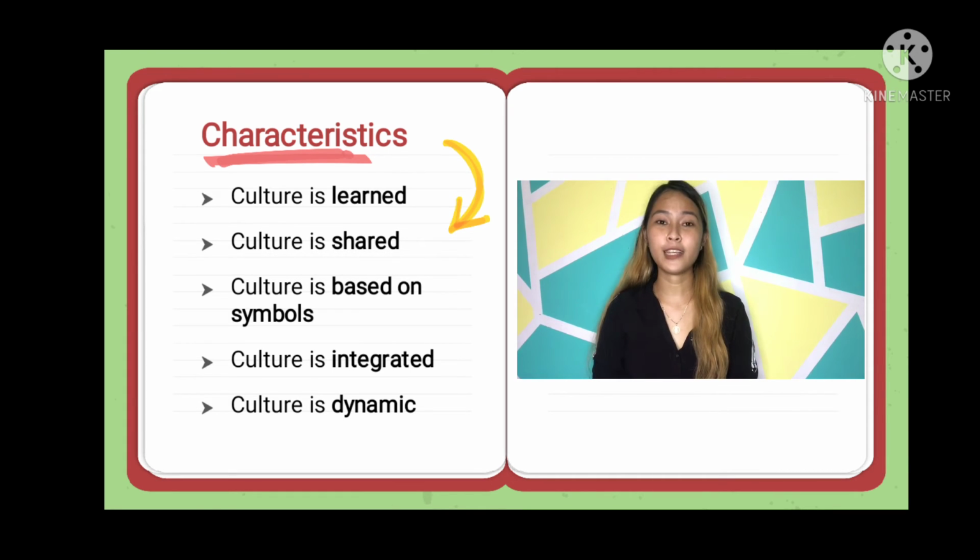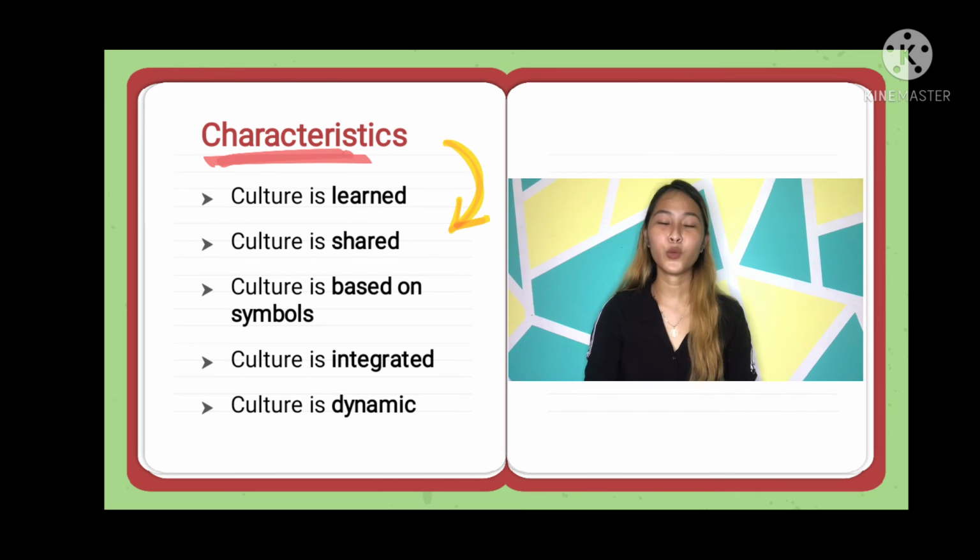The fourth one is that culture is integrated, known as holism, meaning the various parts of culture are interconnected. And the last one is that culture is dynamic. Cultures interact and change. Since we exchange culture, it really changes. Otherwise, they will have problems adapting to a changing environment.